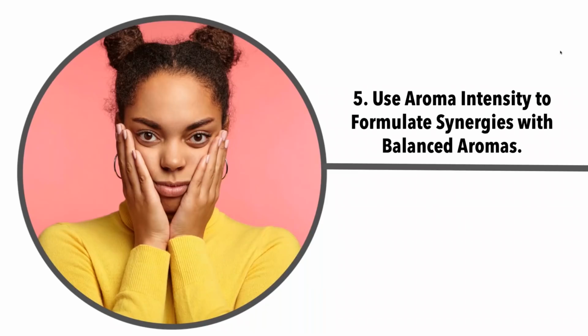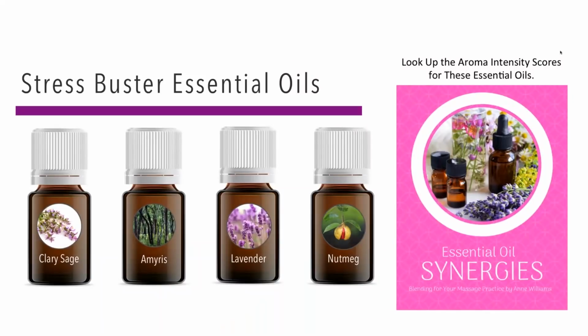Let's first figure out our base synergy for Stress Buster. We know that we want the aroma to smell balanced, so we'll be formulating this base synergy using what we know about aroma intensity. Our essential oils include clary sage, amyris, lavender, and nutmeg. We need to look up the aroma intensity scores of these essential oils in that green download that I sent you earlier.